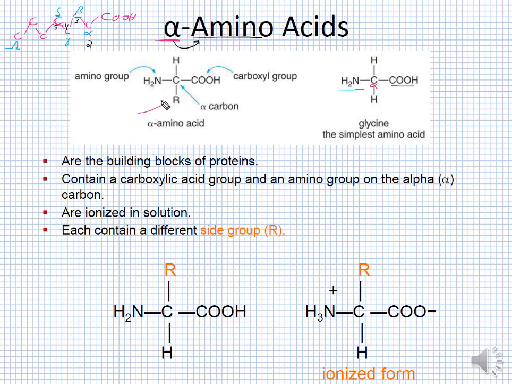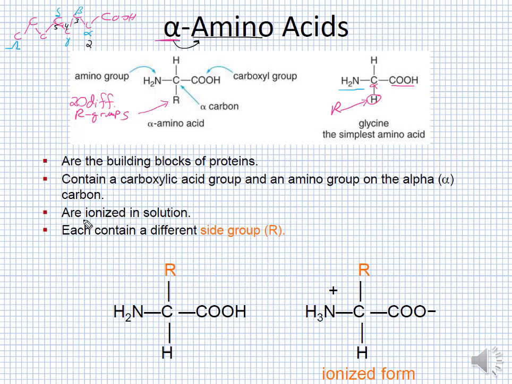This group here, right? Each amino acid contains a different side group. Now there are 20 different amino acids, so there are 20 different side chains, this R group. So 20 different R groups or side chains. For the simplest amino acid, that R group is nothing more than a hydrogen, right? So most amino acids are going to have a hydrogen attached to them, okay? And then some side chain on this alpha carbon.